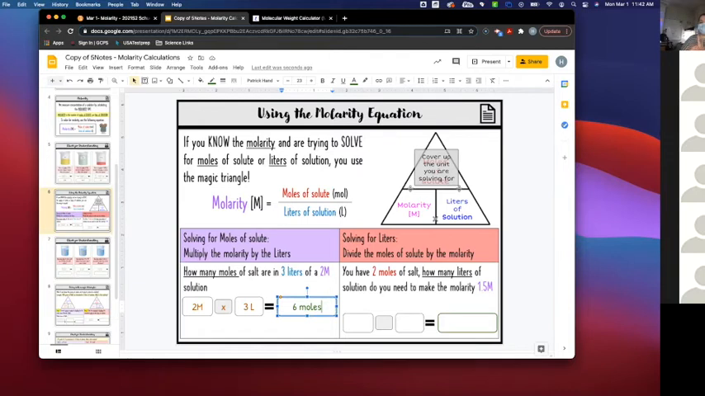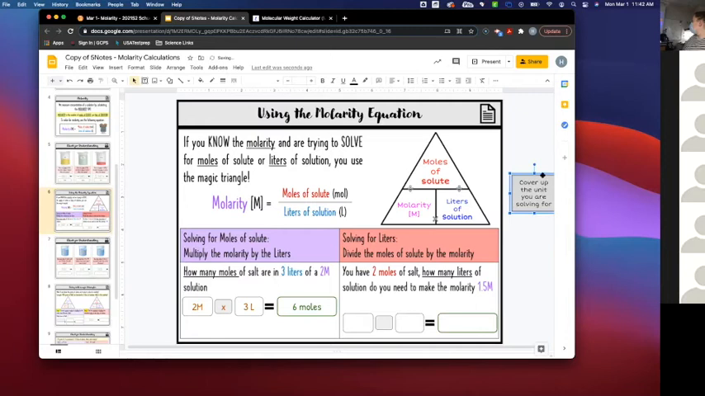Let's look at the red one. So this one says that we're going to be solving for liters. So for solving for liters, you can use this thing off to the side. You can use this to help you if you'd like. So for solving for liters, we'll put our little box over here and cover that up. And now what does it tell us to do? We've got moles of solute divided by molarity. Okay? Moles of solute divided by molarity.